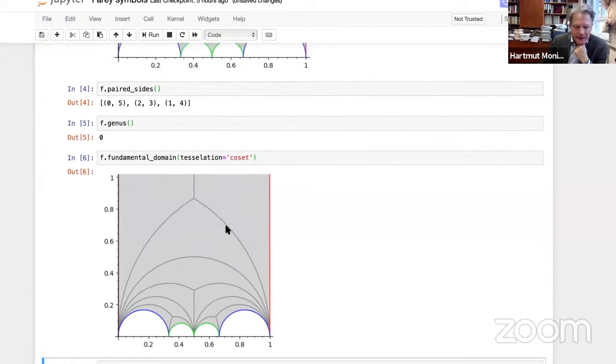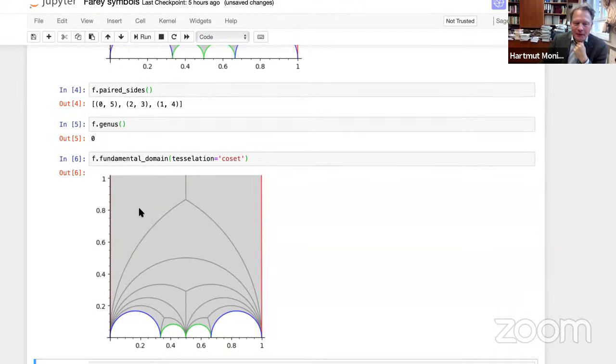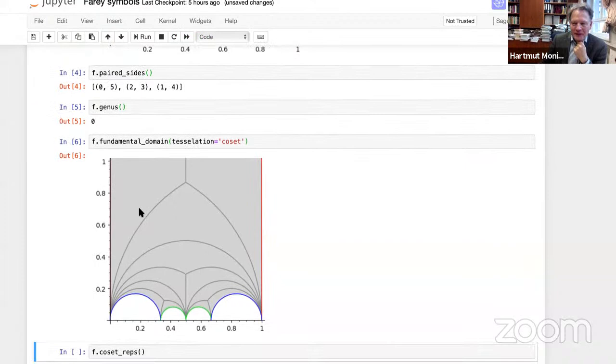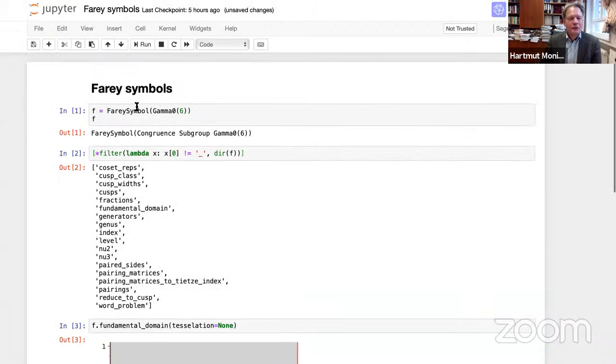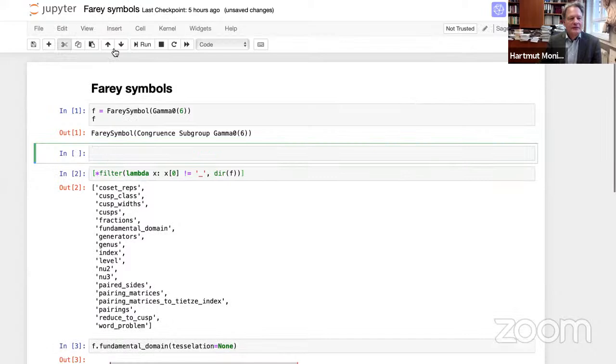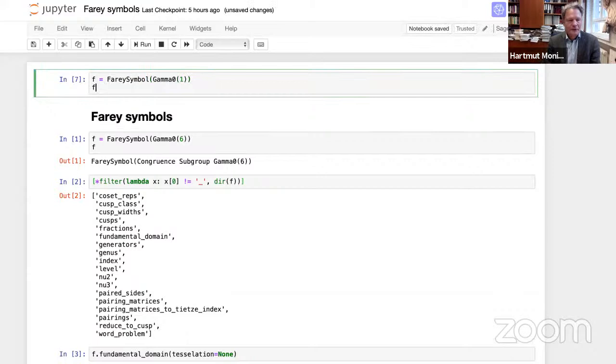Now, one thing, and Professor Kalkani, you have to explain to me at one point. The choice of a fundamental domain of the full modular group is interesting in this particular case, because it contains two cusps. Let's do something here. Let's do F equals a very simple Gamma 0(1), so that's just the full modular group, and look at the fundamental domain of that.